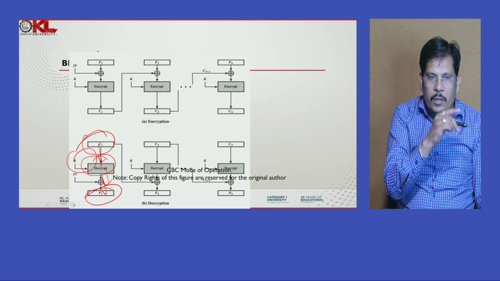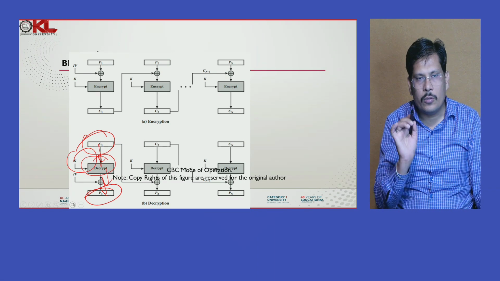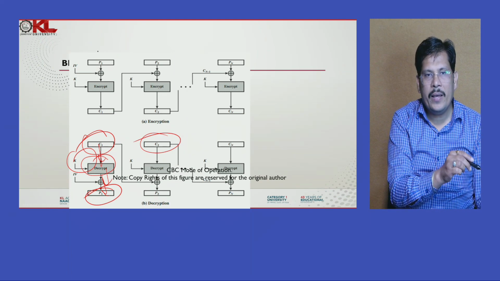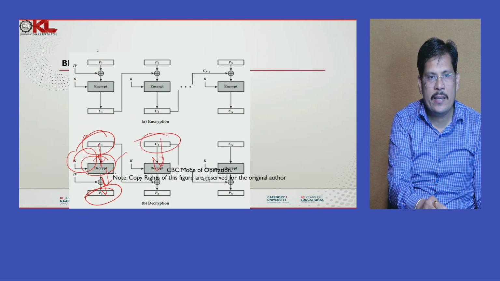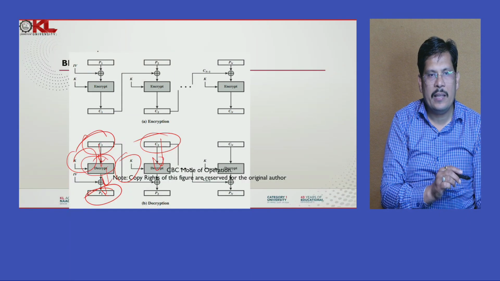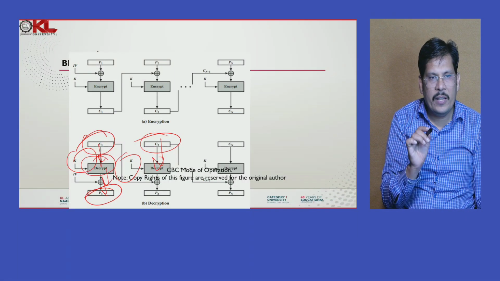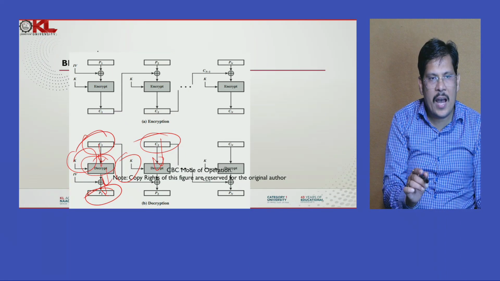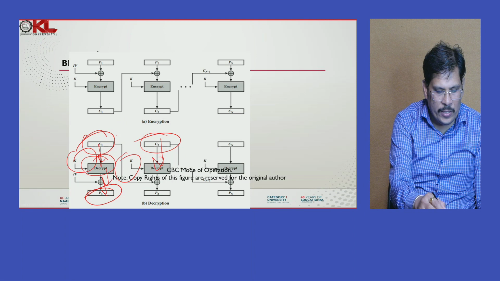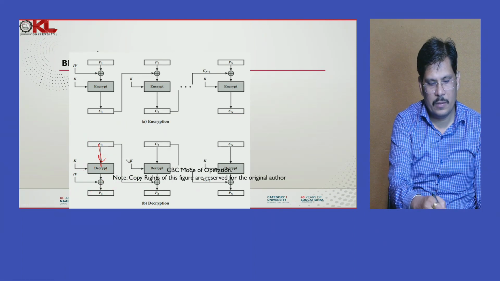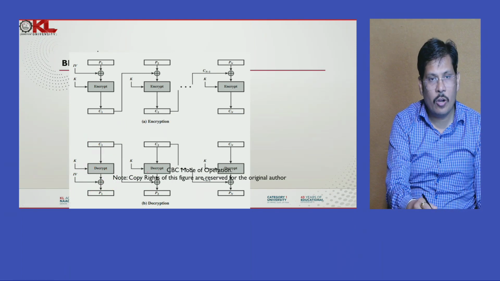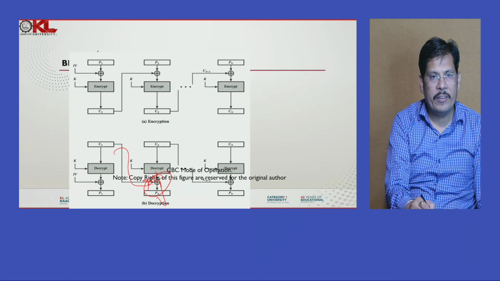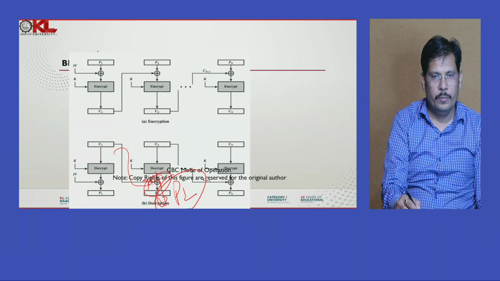Now for the ciphertext C2, what will happen? It will be decrypted with the key K. The output we get will be XORed with C1, and we will get P2.